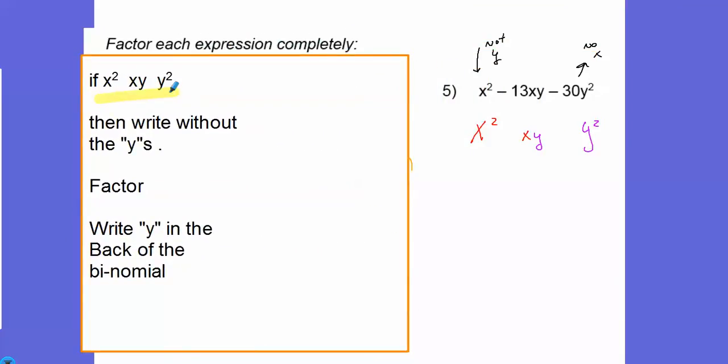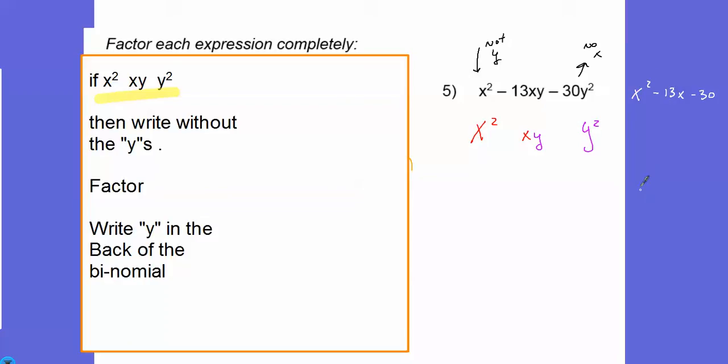If you have a situation that looks like this, what we're going to do is write the problem without the y values. So we're going to write the problem as though it had no y's in it at all. I'm going to rewrite it over on the side, because I don't want to write underneath myself. Pretend that I have x squared minus 13x minus 30. This is what I'm going to work this problem.